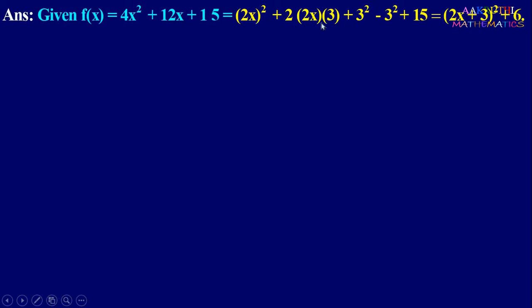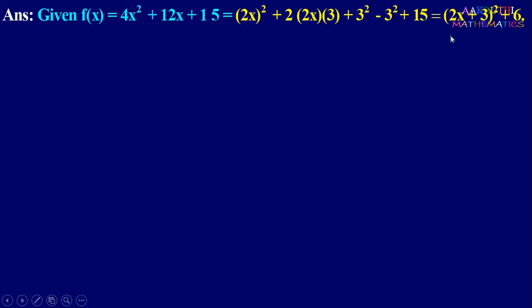So we can write this as (2x+3)², and here it is minus 9 plus 15. Minus 9 plus 15 is plus 6. And here it is minus 3 square, so it is not minus 3 whole square; 3 square is 9, so it is minus 9 plus 15, which is plus 6. Therefore we get 4x² + 12x + 15 equal to (2x+3)² + 6.